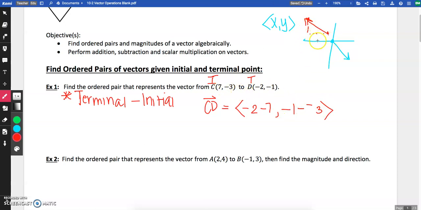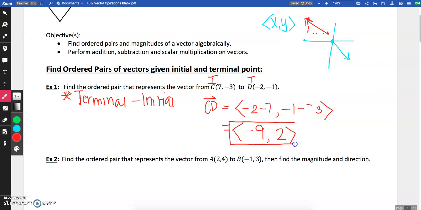It's just a way of calculating the distance, right? Instead of drawing it and counting, which you could do, it just takes more time. We're just doing the subtraction ourselves. So I'll simplify this. -2 minus 7 is -9, -1 minus -3, that becomes addition, so -1 plus 3 is +2.